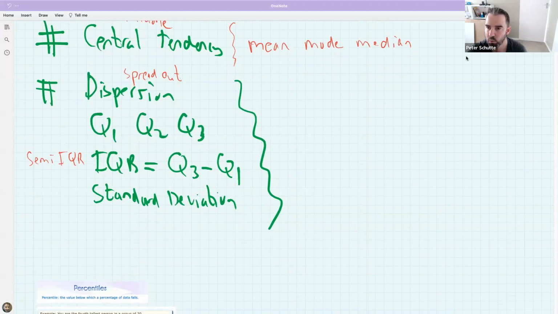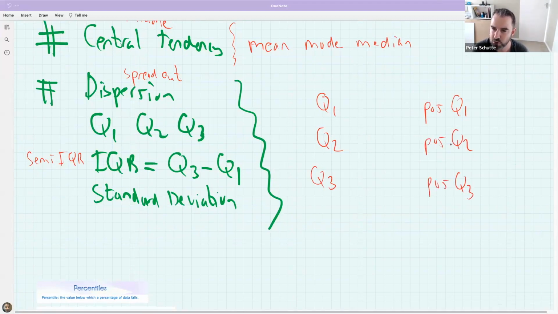Okay. Now, one of the other things that was important in the last lesson was, if you were finding Q1 or Q2 or Q3, you had to first use what's called a position formula. And the position of Q1, the position of Q2, the position of Q3 helped you know where in a list of data the quartiles were. And the formulas we used for the position were the following.